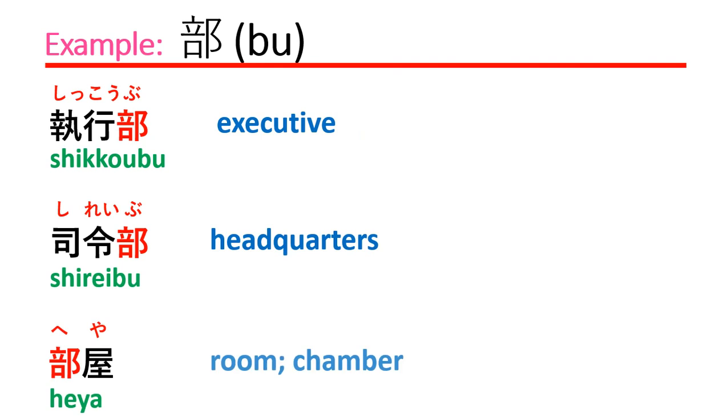Heya is room or chamber. The sound he for this kanji is a special sound, so you have to remember. Actually, this kanji has the sound of bu, but here it is a special sound, so you have to remember. Specifically, this word has the sound heya, which means room. For example, watashi no heya means my room. Watashi no heya wa doko desu ka? Where is my room? Something like this. Anata no heya wa doko ni arimasu ka? Where is your room? Something like this.